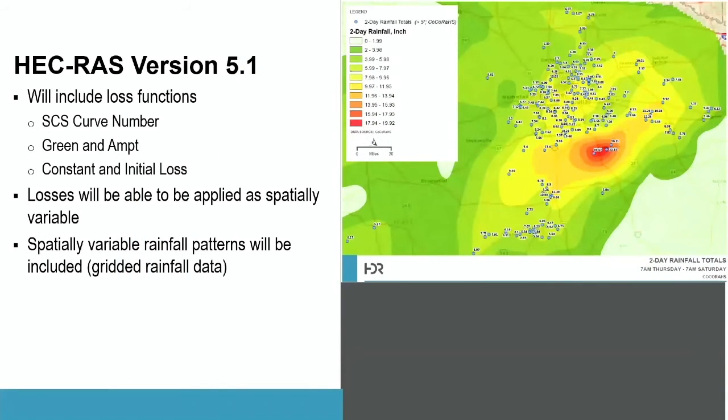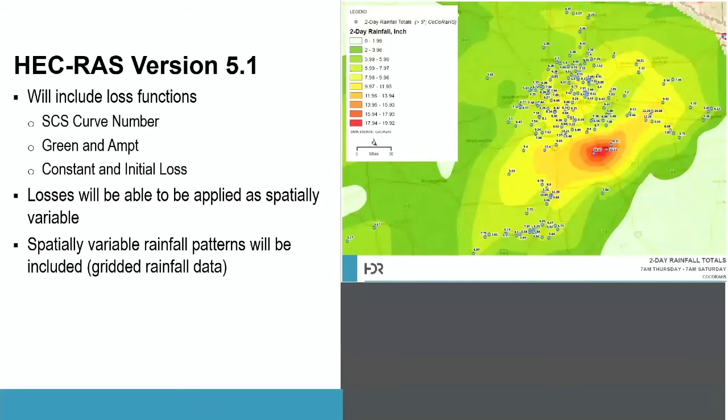So let's talk about RAS version 5.1. There were limitations in 5.0.7, but HEC is working on the newest version, and this version will include loss functions. So you will be able to do those losses directly in the 2D model. There will be no need to use HMS or other.